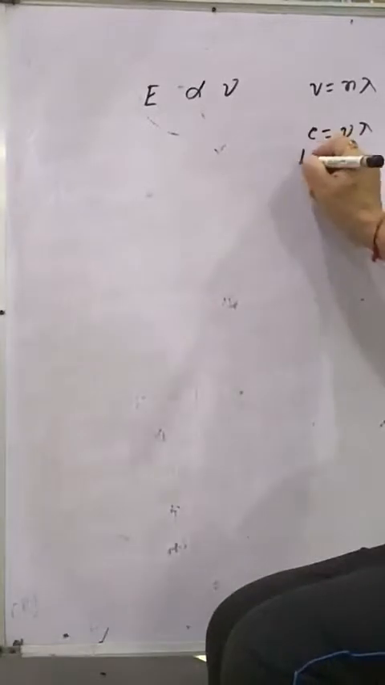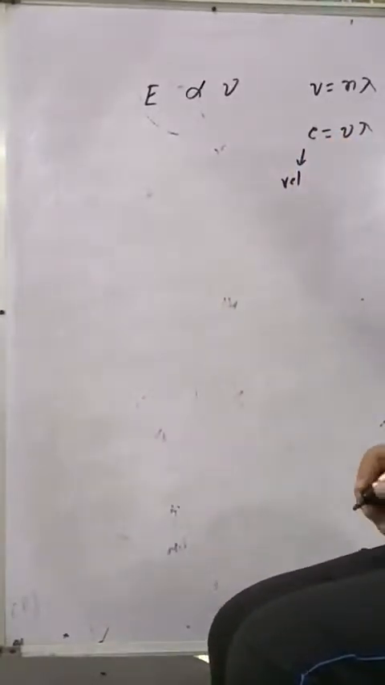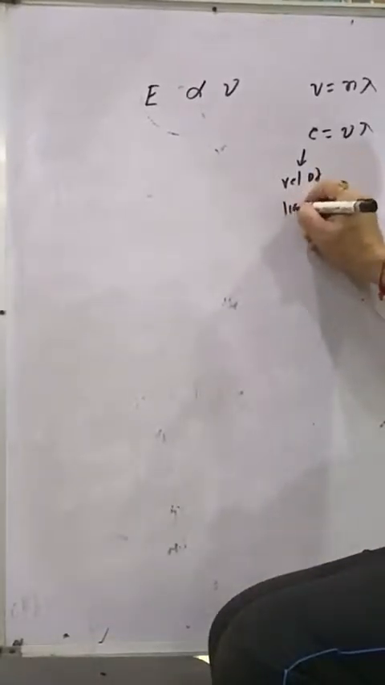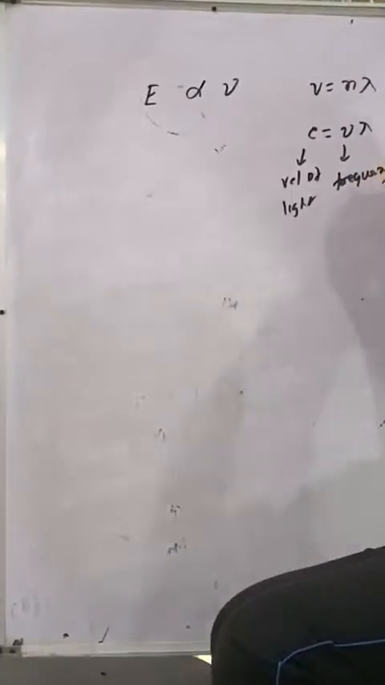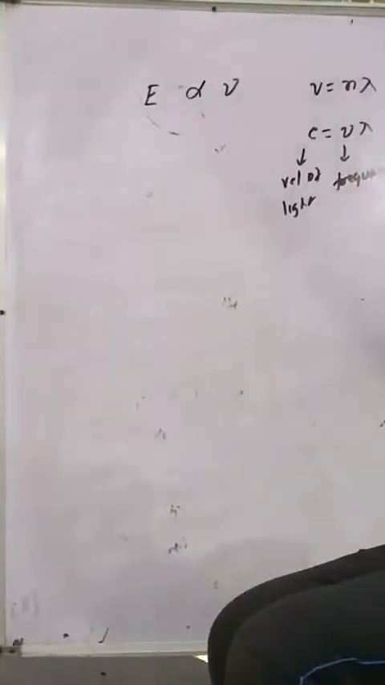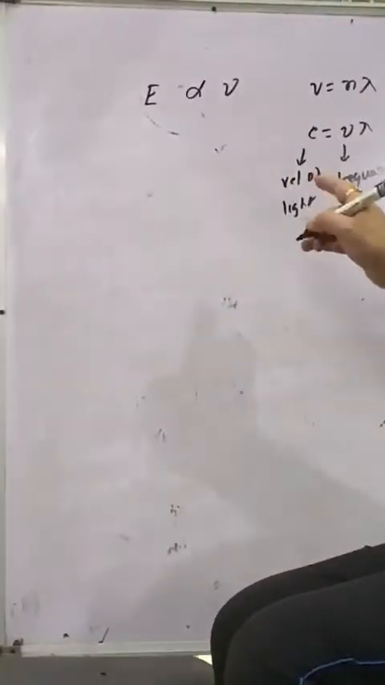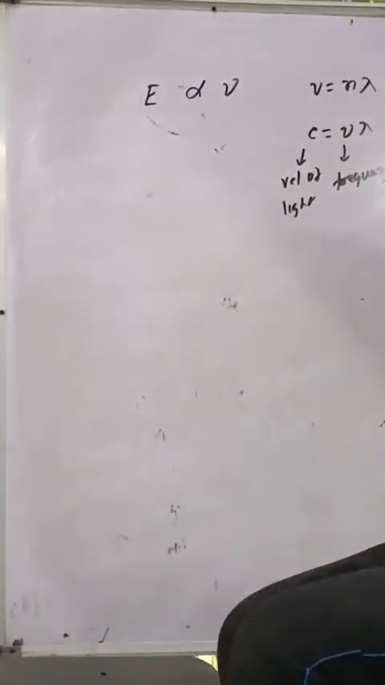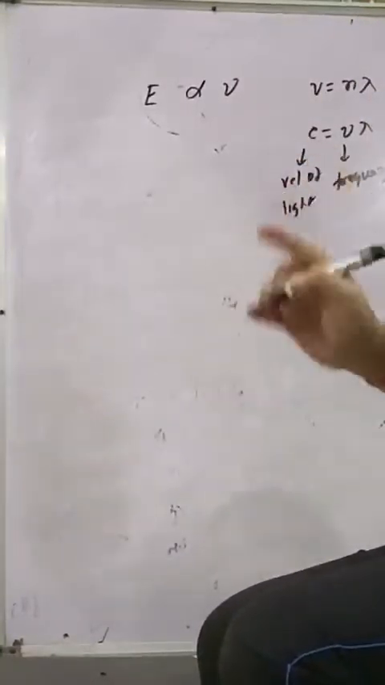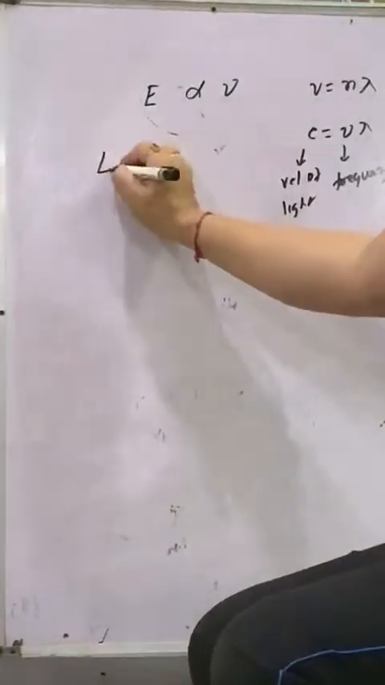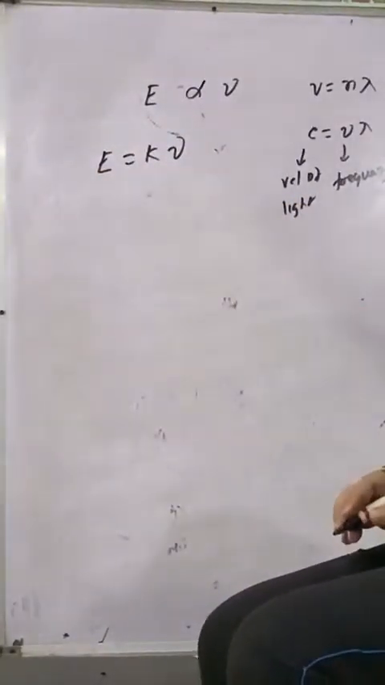c is the velocity of light, nu is the frequency, and lambda is the wavelength. So we have taken this into consideration. Now see, whenever the frequency is high, the energy will also be high because they are directly proportional to each other. If you want to remove the proportionality sign, E is equal to K nu; you can replace the proportionality sign with an identity constant.